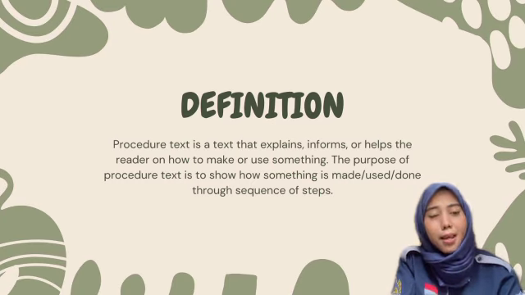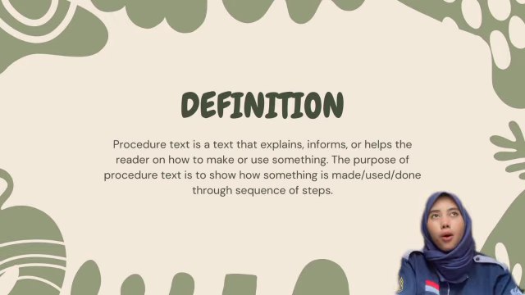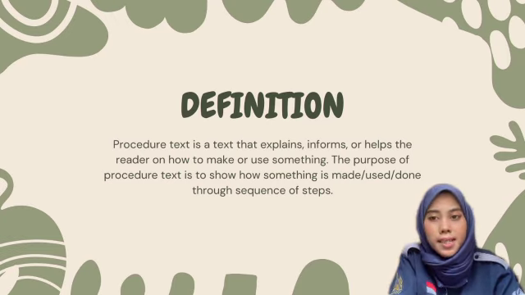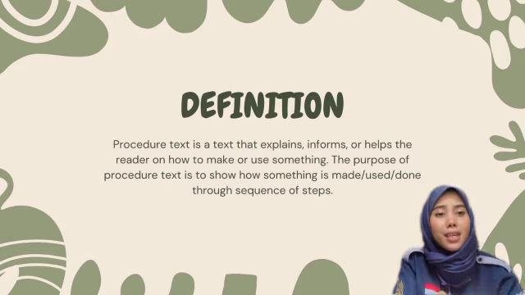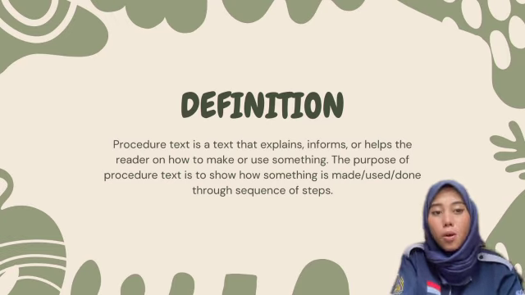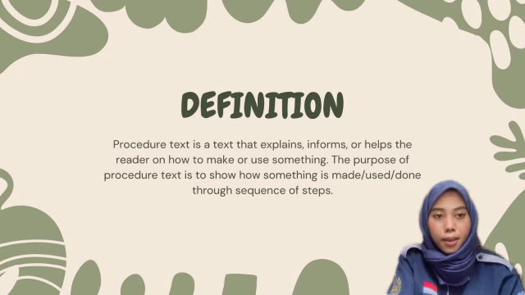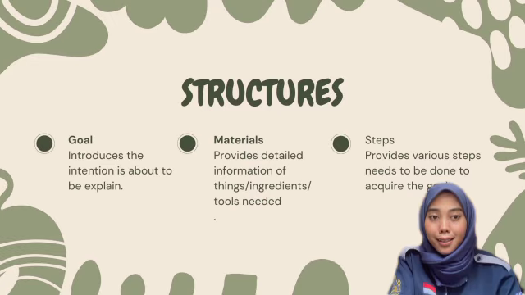And the purpose of a procedure text is to tell or to show us how something is made or used or to be done through sequences of steps. So the steps must be in order, so that we can make something correctly.